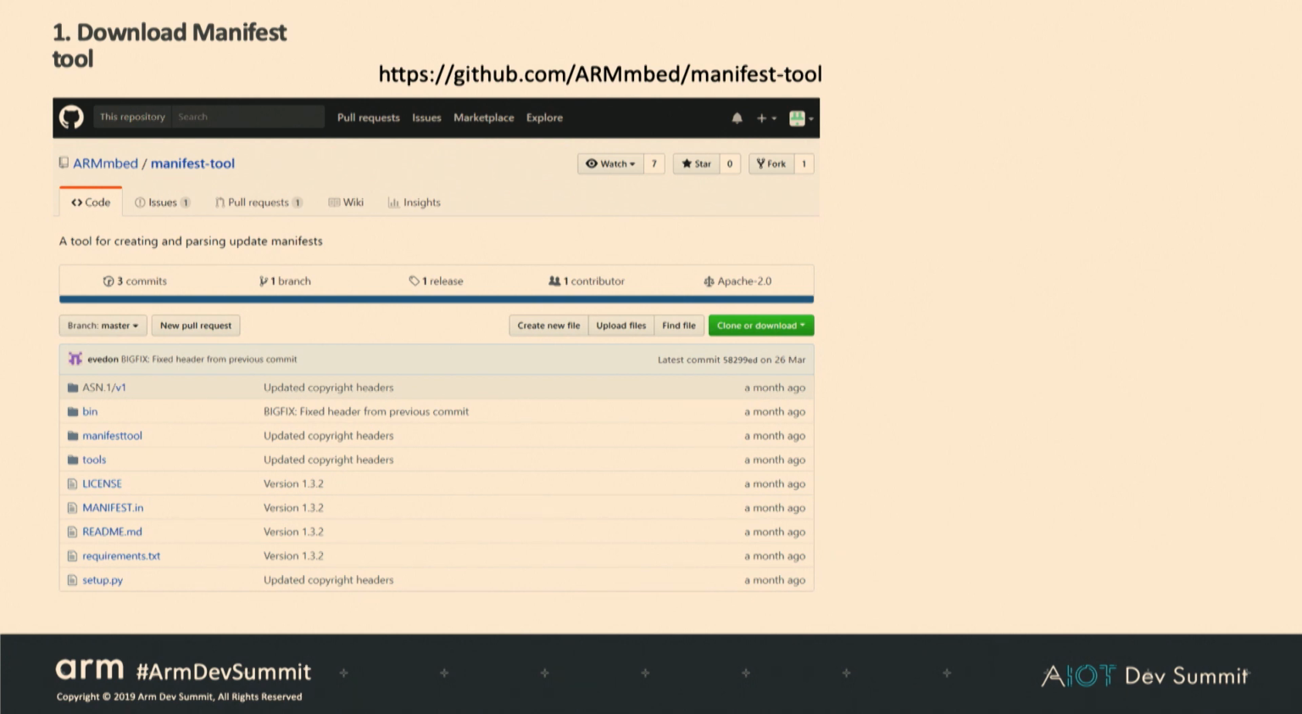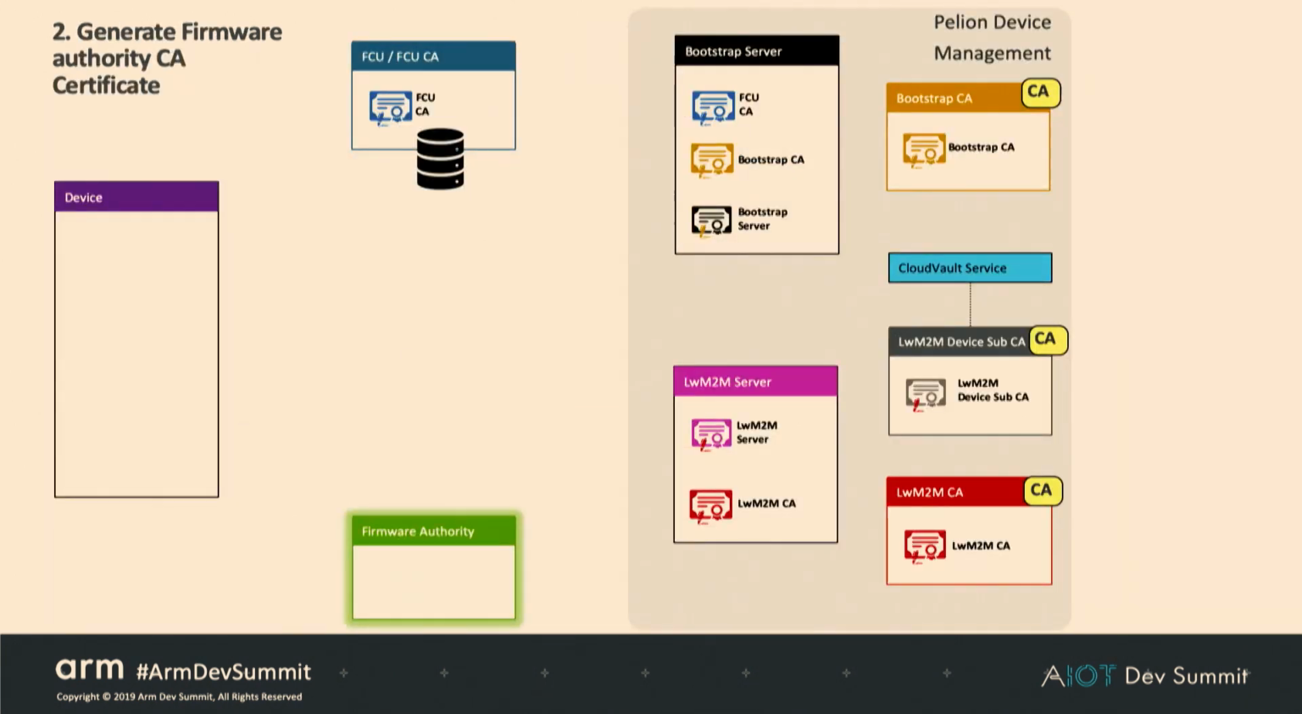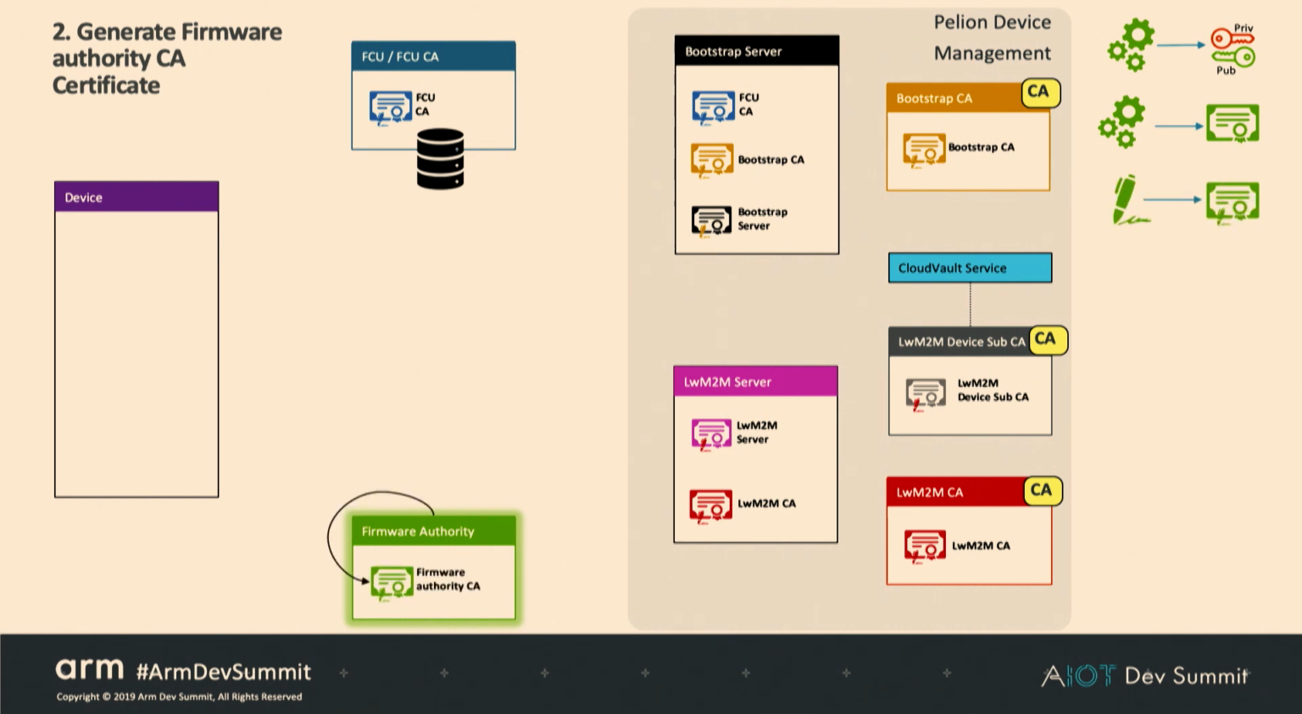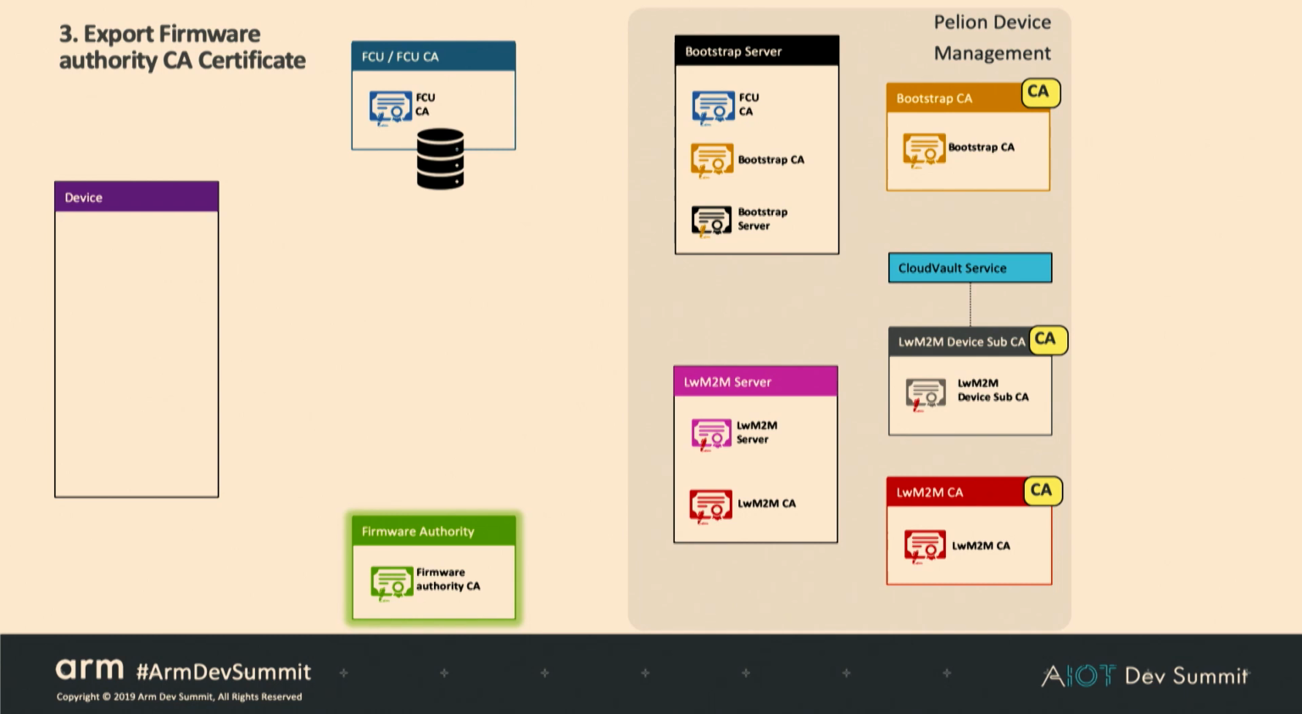But what you do is you download the manifest tool from GitHub, and you install our little tool on your firmware authority machine. You generate a CA certificate, which basically turns that into a CA. So you've got your public-private key, generate the certificate, sign it. And then what you want to do is export this as your firmware authority CA certificate. Now, that's done out of band.